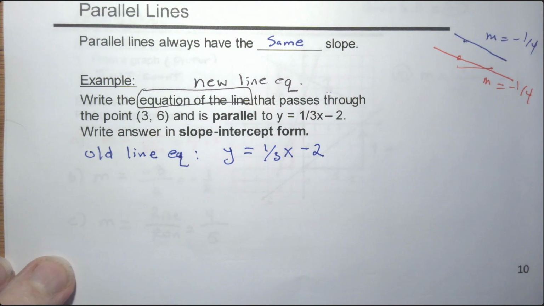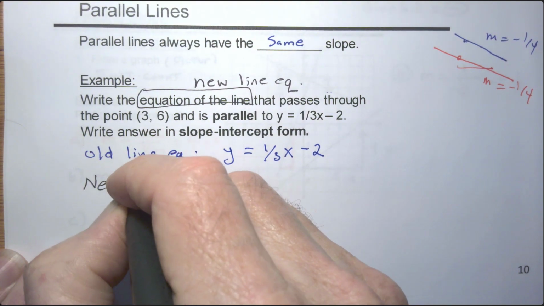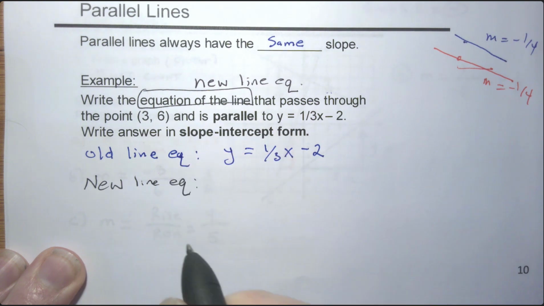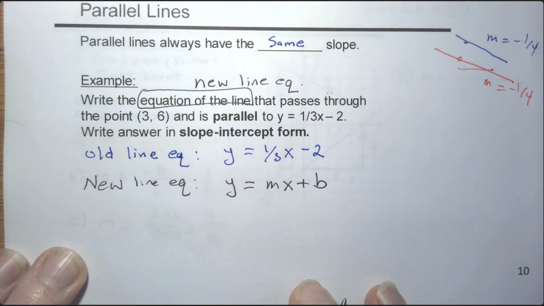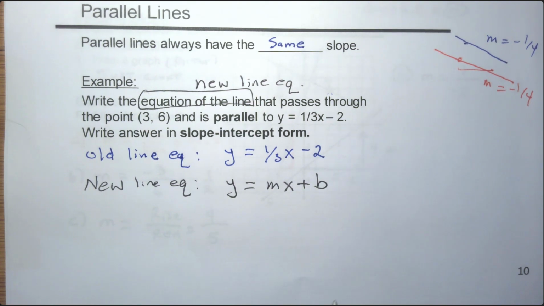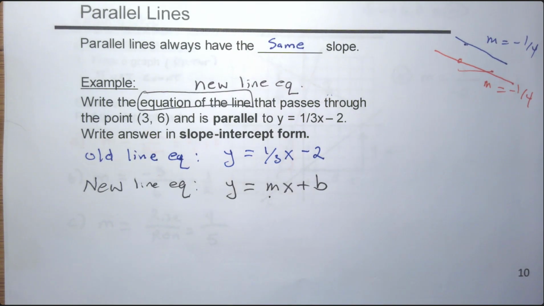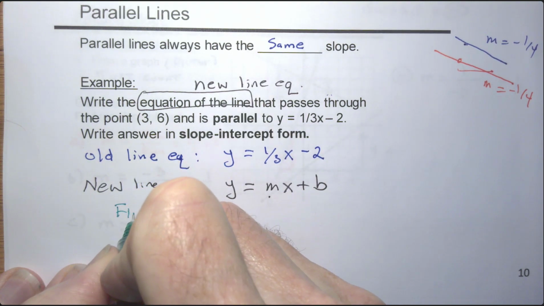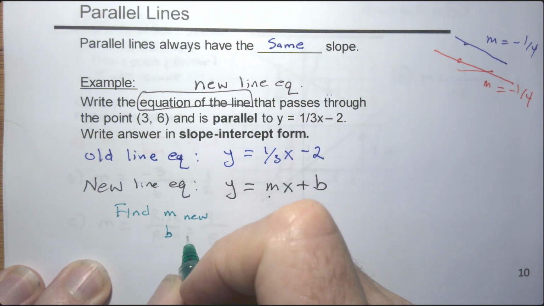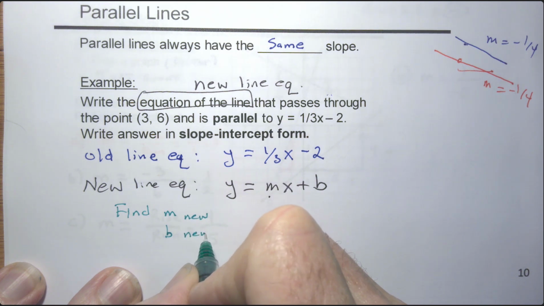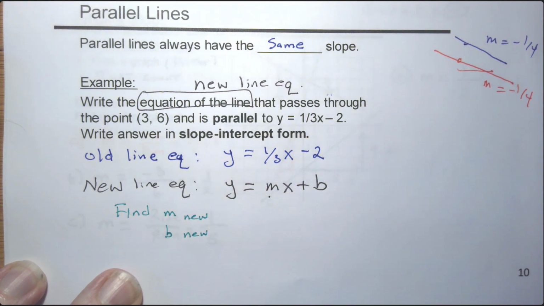Okay, now we're looking for a new line. Now the new line equation will follow y equals mx plus b. I can make the new line equation if I can find the m number and the b number. So we've got a job to do. We're going to have to find m for the new line, and we have to find b for the new equation.